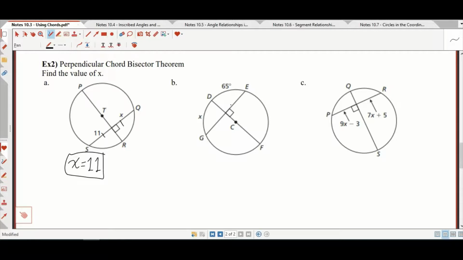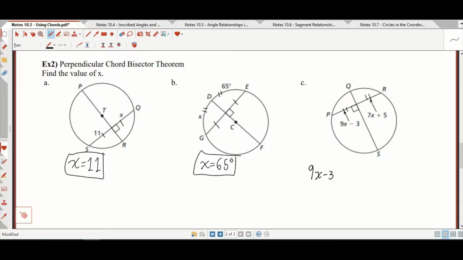Now over here, if this is really a diameter, then the chord GE has a perpendicular bisector, which means that this is the same as this, which means that x is equal to 65 degrees. And finally here, if these two are the same, because they are cut by that perpendicular bisector, that diameter QS, that means that they are the same measure.